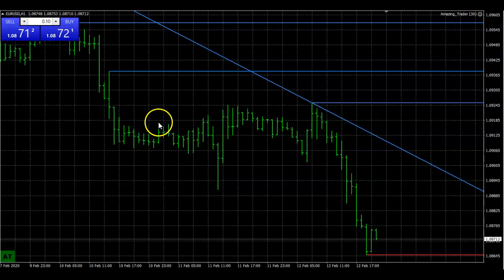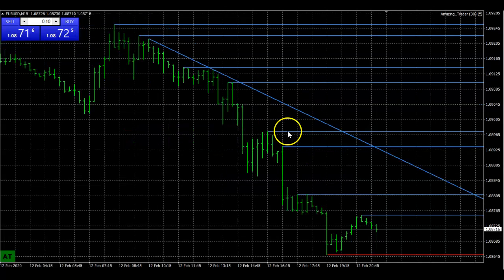So now you've seen how you could use the ladder strategy following our checklist to trade. It's logical, it makes sense, it's tradable, and something that you can use in real time.